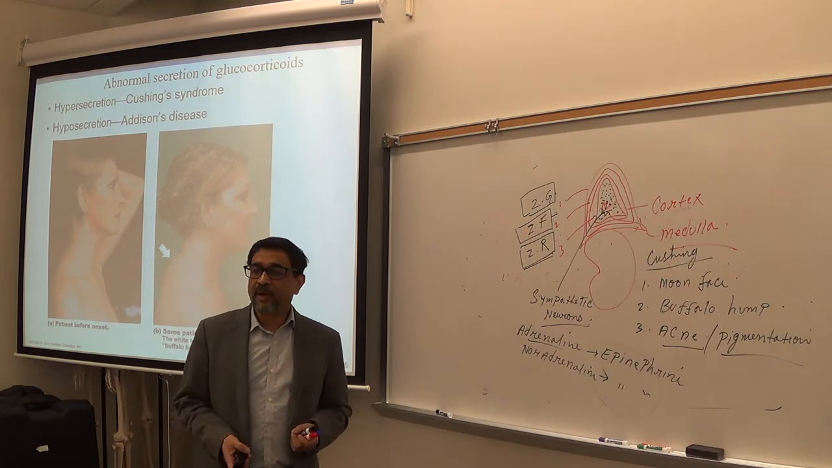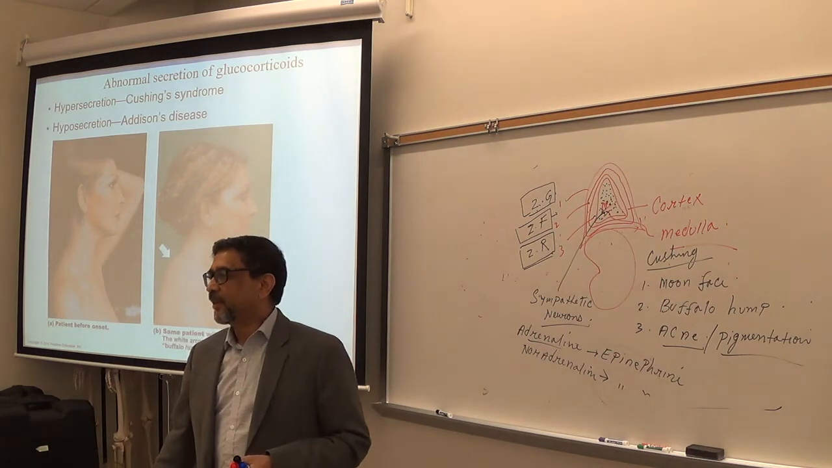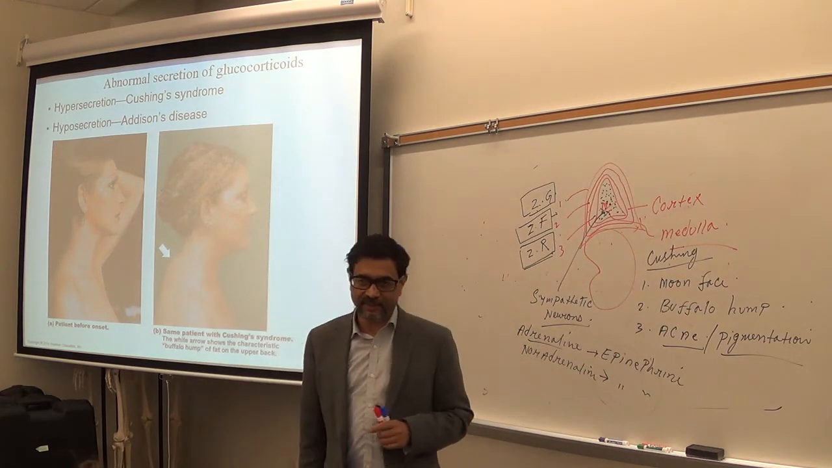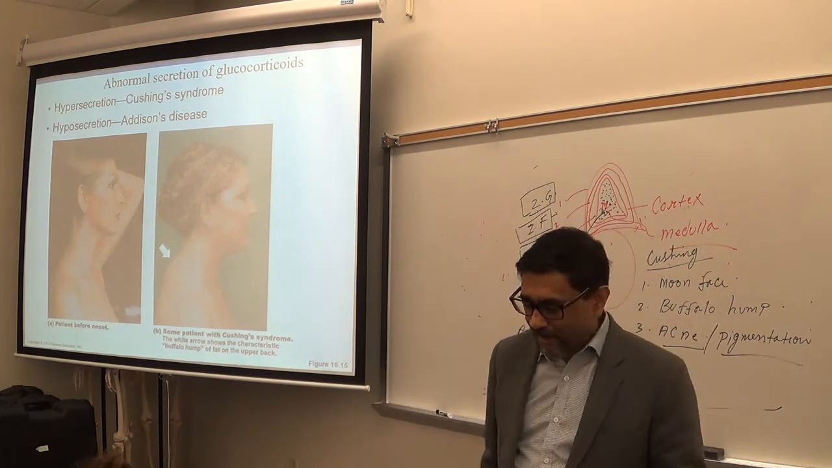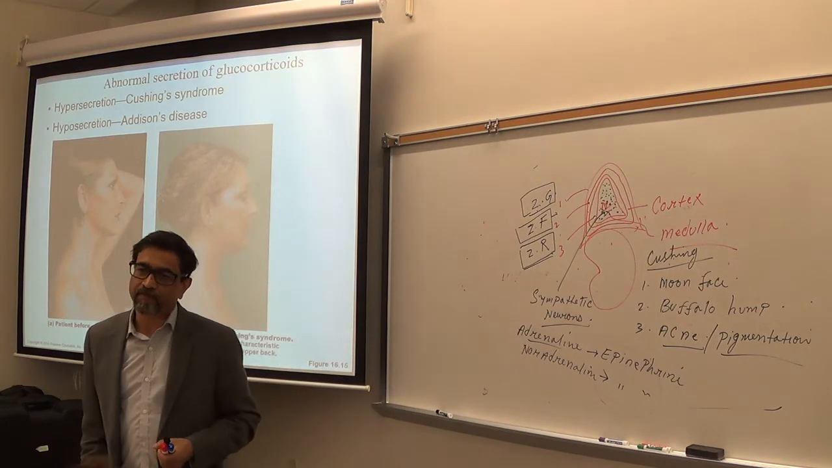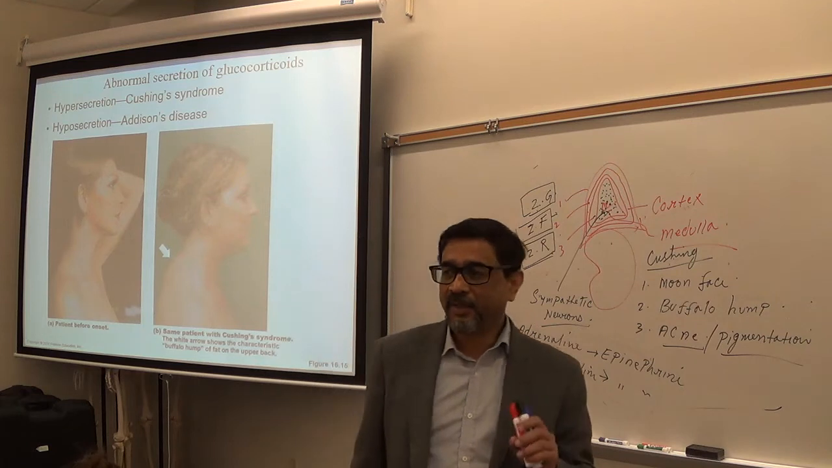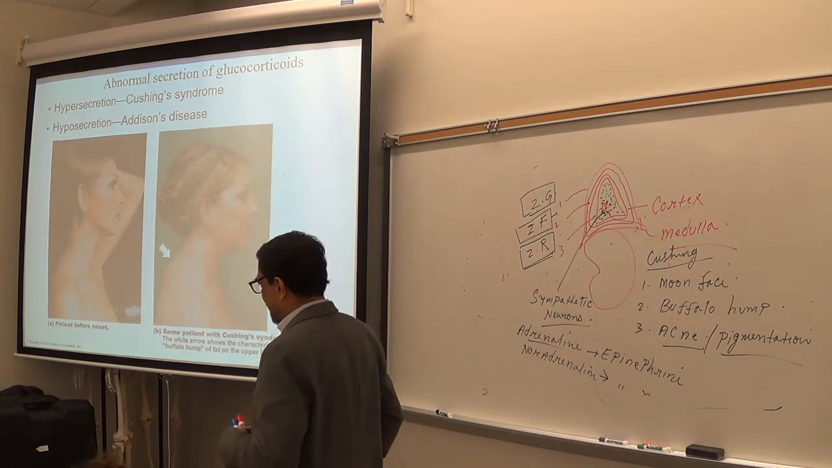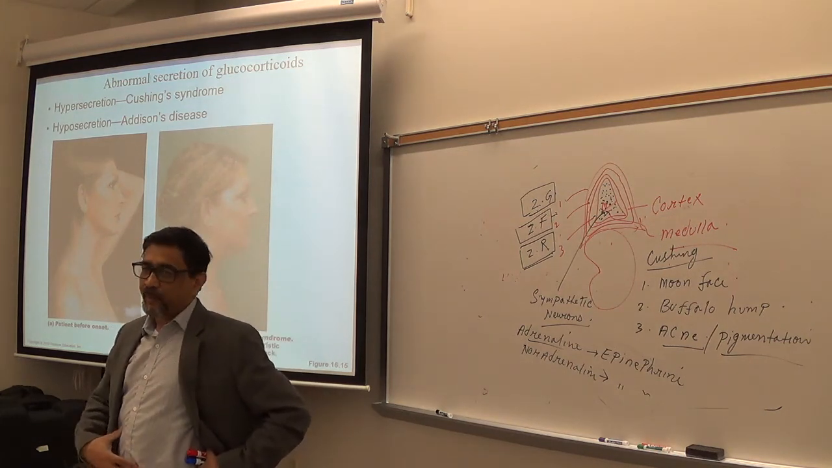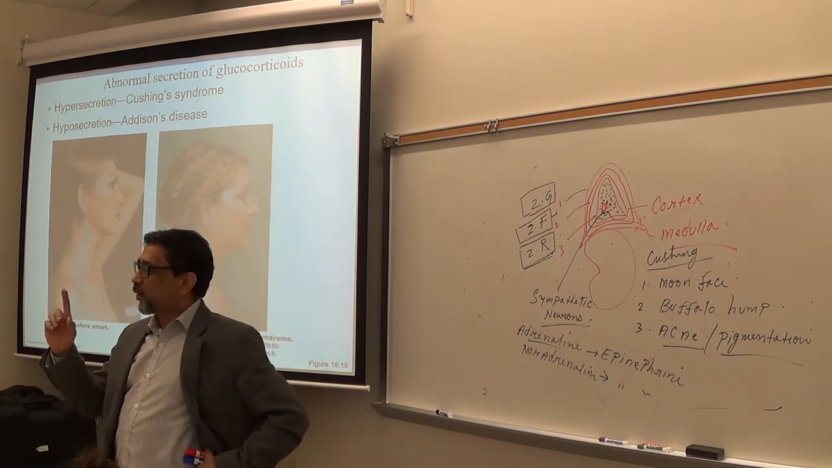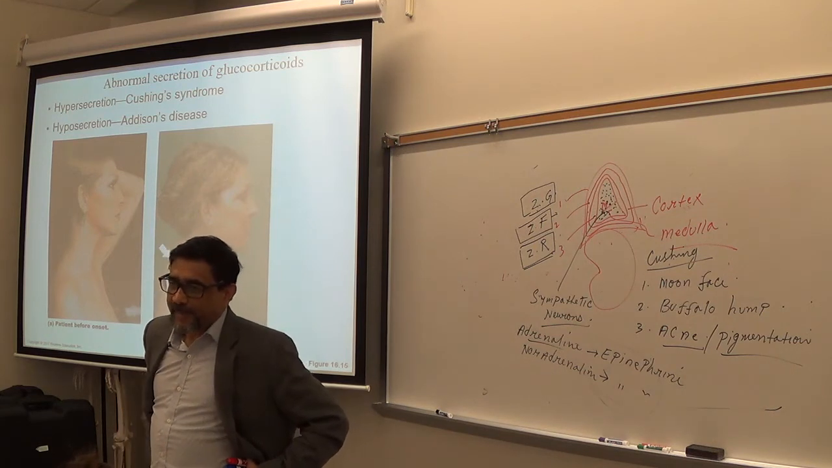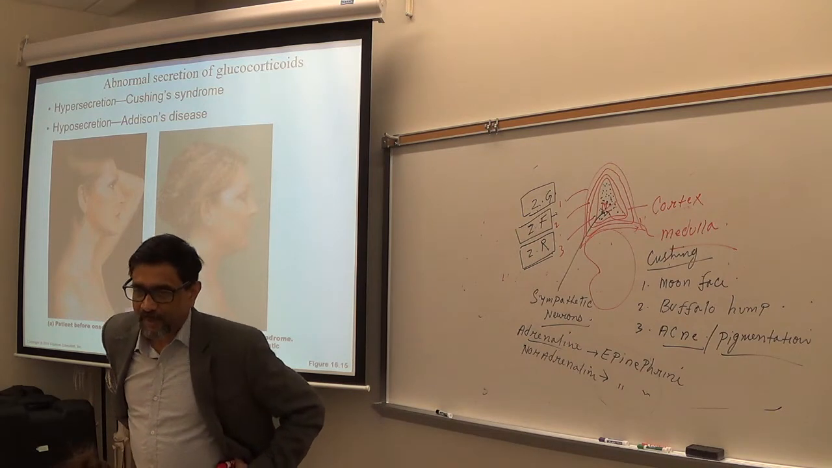Prolonged hyposecretion of glucocorticoids leads to a clinical condition called Addison's disease. Multiple symptoms are seen in Addison's disease. I'll just mention important ones. One is spasm of the muscles, particularly abdominal muscles. Spasm causes pain, abdominal pain. So that is number one, abdominal pain due to spasm of the muscles.